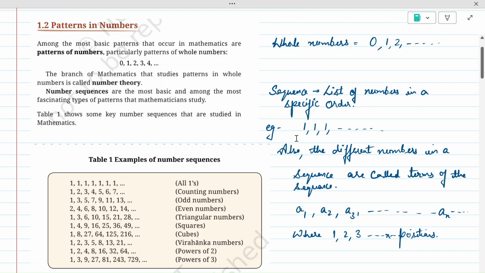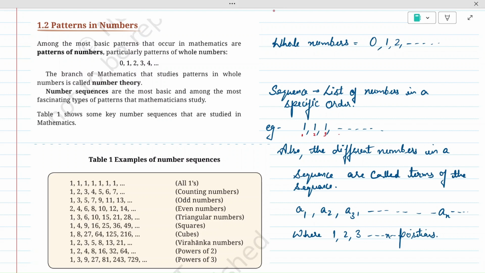And here, if you can see, this is the first number. This is the first position. This is the second position. This is the third position and it goes on. So these are all the positions on which these terms are present. At the first position, the term is 1. At the second position also, we have the term 1 in this particular sequence. And in the third position also, we have the term 1.